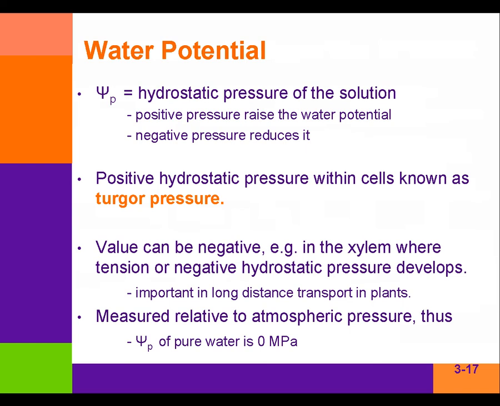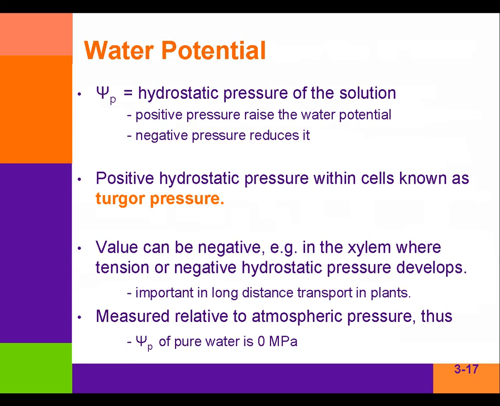Hydrostatic potential: positive pressure raises the potential. So the pushing pressure raises the water potential. Negative pressure, the pulling or the tension, drops the water potential. The hydrostatic pressure, thus, affects the water potential. Positive hydrostatic pressure when inside the cell, as I said before, is known as turgor pressure.